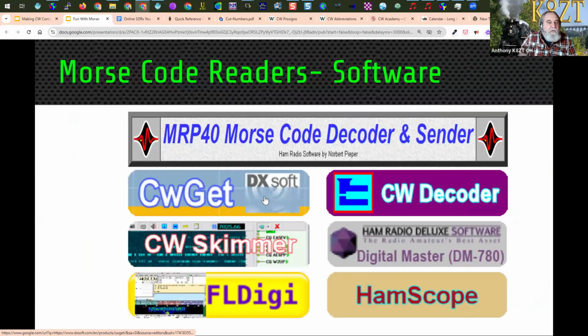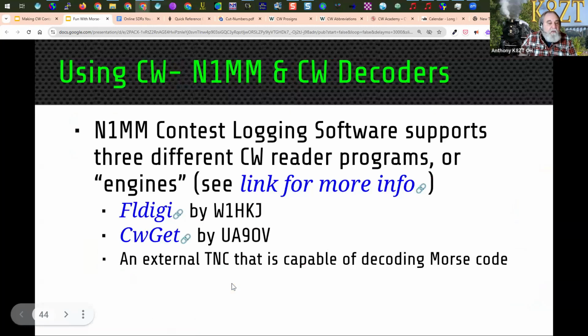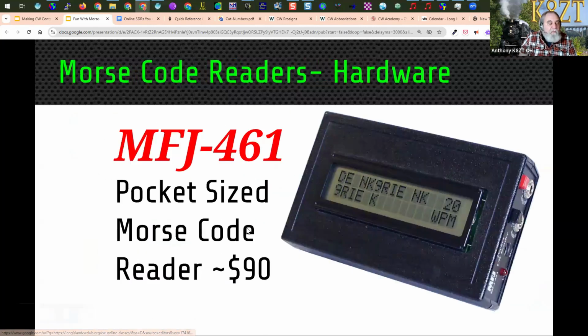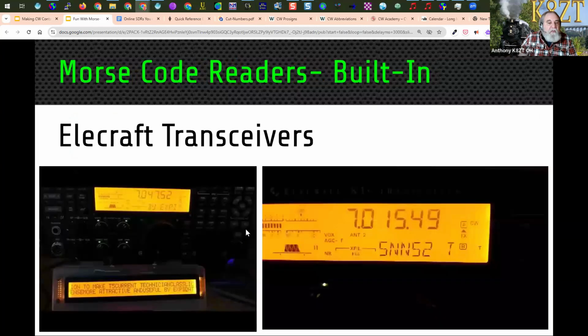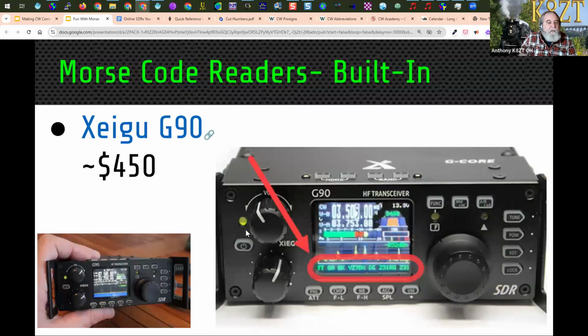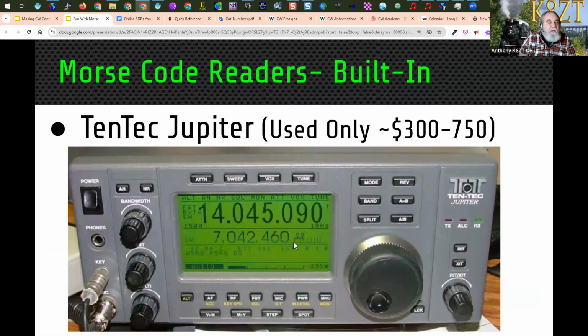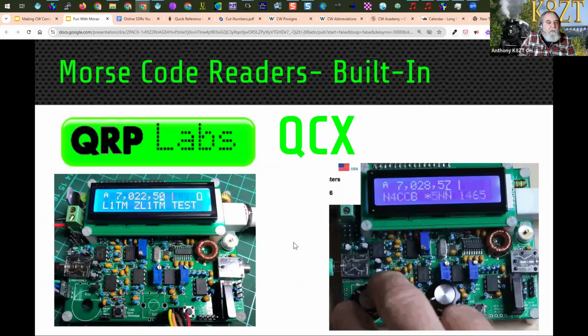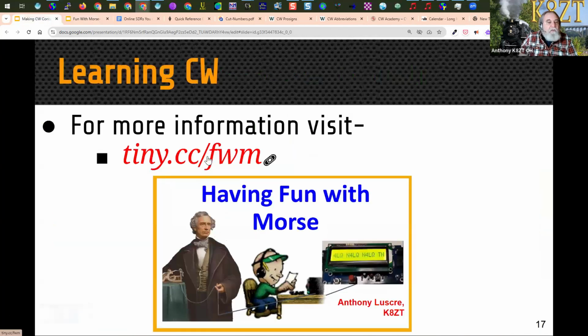These are all programs that are decoder programs, and some of them also have sending capabilities. So FLDigi can send also. These can interface with N1MM. So there's a bunch of information in here talking about, in this particular radio, as I mentioned earlier, the Jupiter, you can plug a PS2 keyboard into and be able to type CW directly from that keyboard without anything else. So take a look at this if you're interested. It's Fun with Morse Code. tiny.cc/FWM will get you to that.